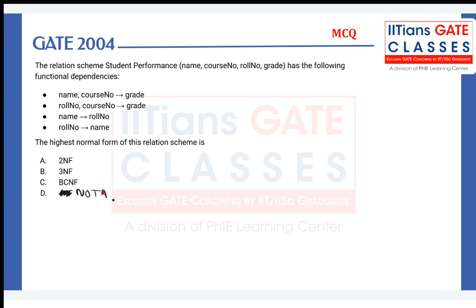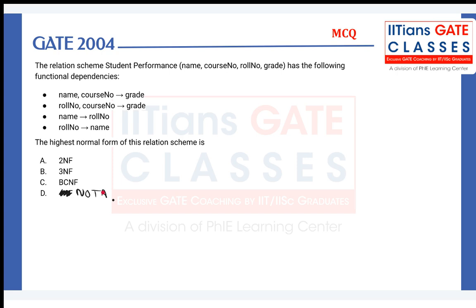What is the correct answer? What are the candidate keys of the relation? Name, course number, roll course number. Okay. Good. Very good. So who is the non-prime attribute? Grade. Okay. Grade. Right. Grade is a non-prime attribute.